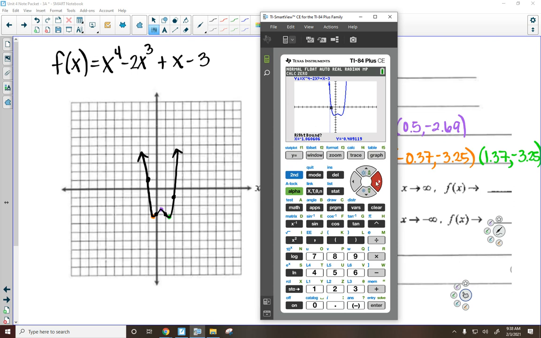For right bound, hit the right arrow 2 to 3 times. Enter. For guess, press enter. So my first 0 was at negative 1.097, so we'll say negative 1.1.